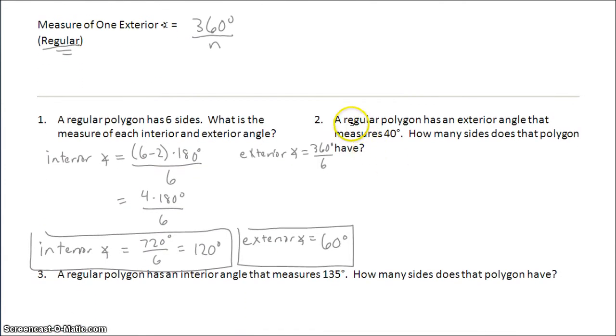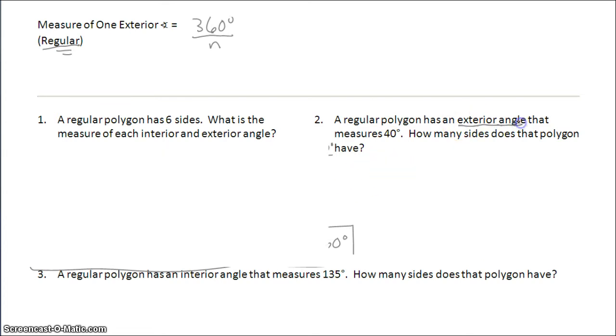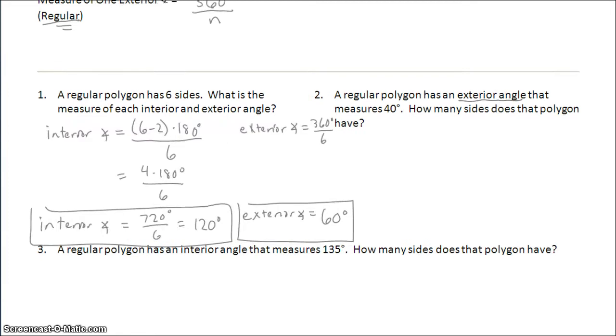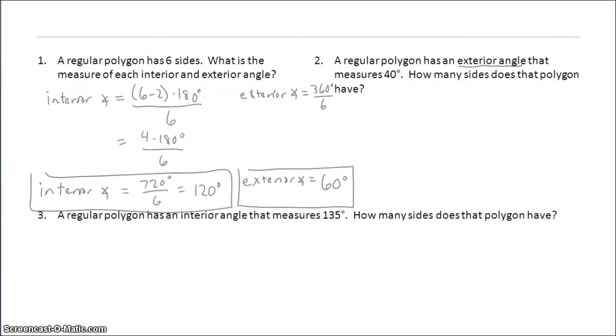Example number 2. A regular polygon has an exterior angle that measures 40 degrees. How many sides does that polygon have? Well, I have to do this problem a little bit differently because I'm given an exterior angle. So that's the formula that I'm going to start with. The formula for the measure of an exterior angle is this: an exterior angle is going to equal 360 degrees divided by n.